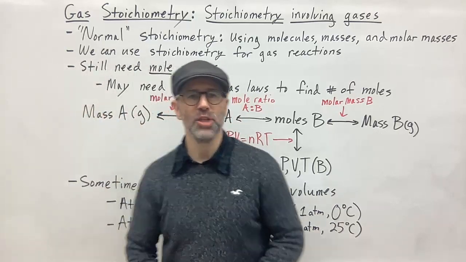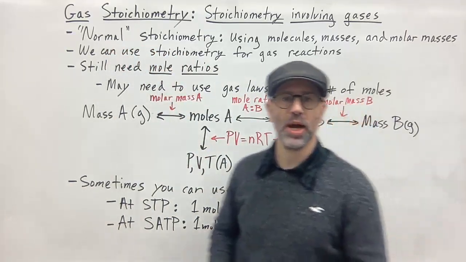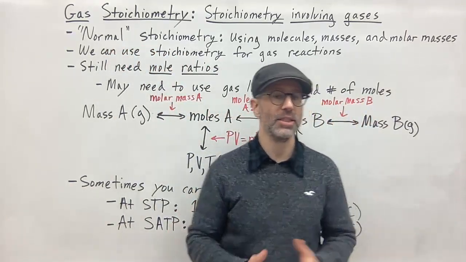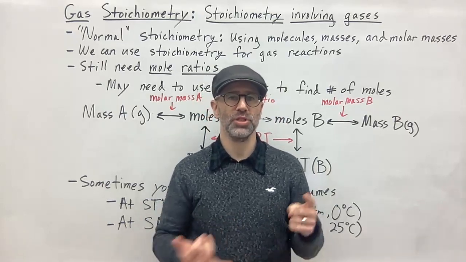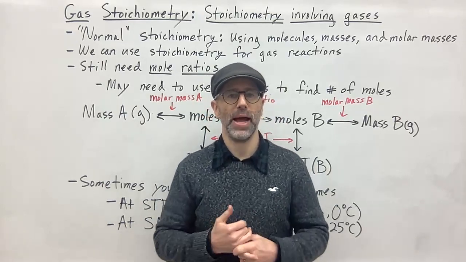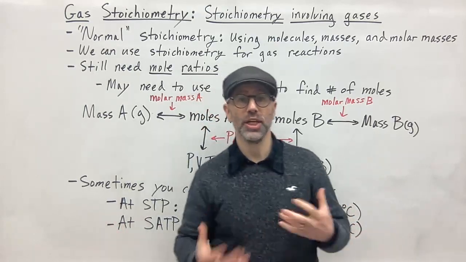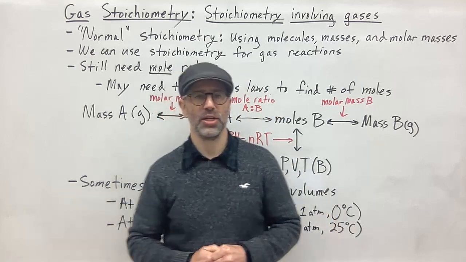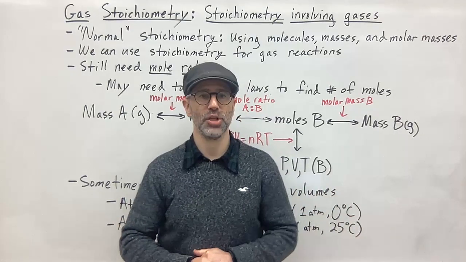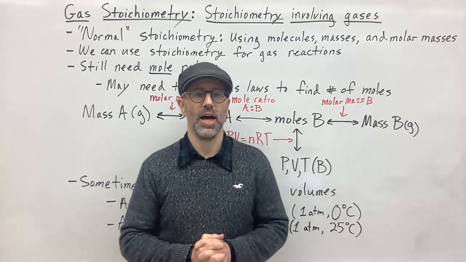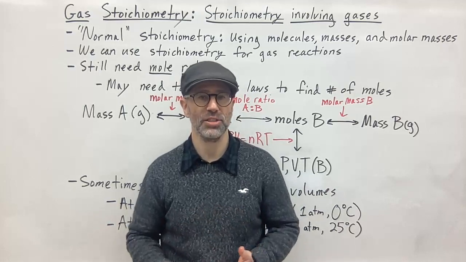First, normal stoichiometry is where you are using a balanced equation, and you're using molecules, masses, and molar masses to convert from one thing to another, using that balanced equation to help you get the mole ratio and convert from one thing to the other. We can use this stoichiometry if we have gases in our reactions as well.